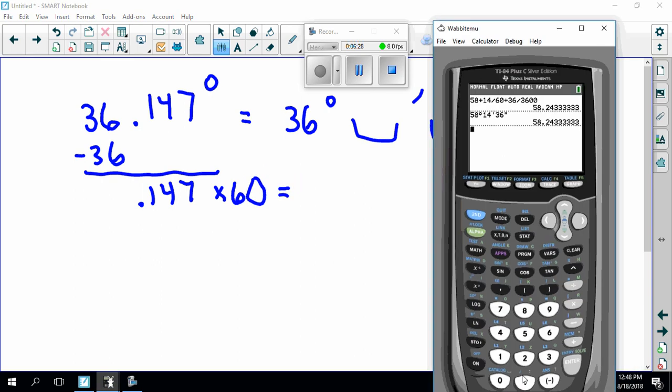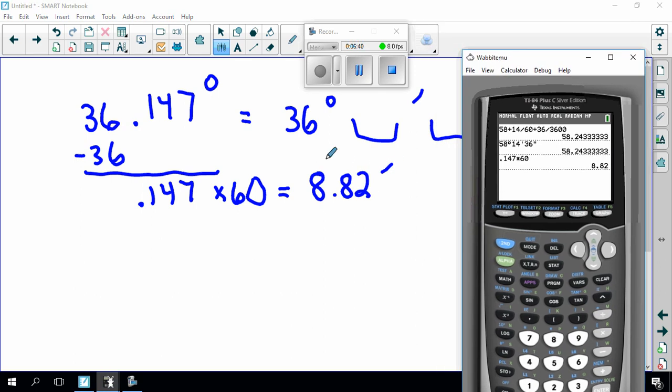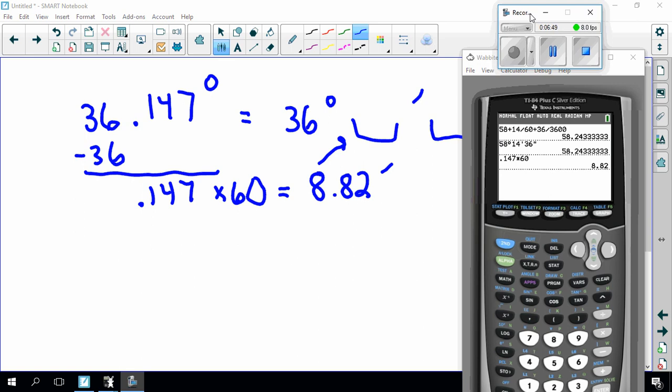60 minutes in an hour, 0.147 times 60, and we get 8.82 minutes. So we move the 8 right up into there. Move the 8 right into there. And what you do is you subtract 8 and you got 0.82 of a minute.